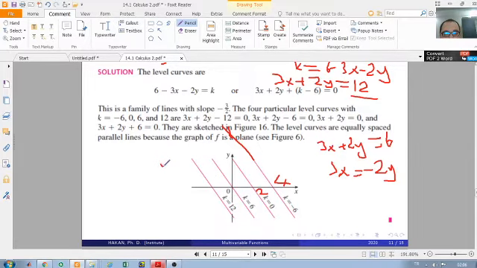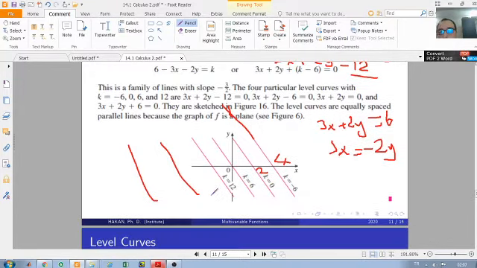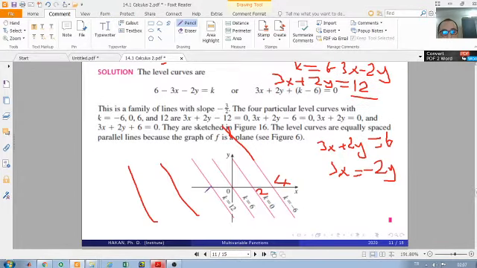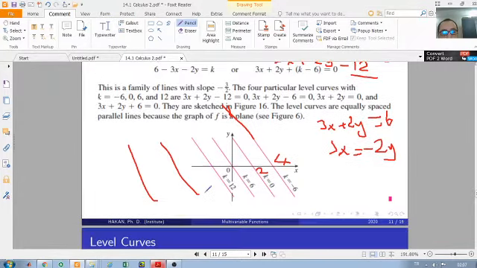You see, all level curves are parallel to each other, and they are lines in a two-dimensional coordinate system. So by combining them in the three-dimensional coordinate system, you will see this is a plane.